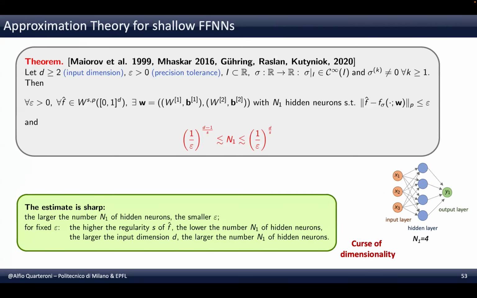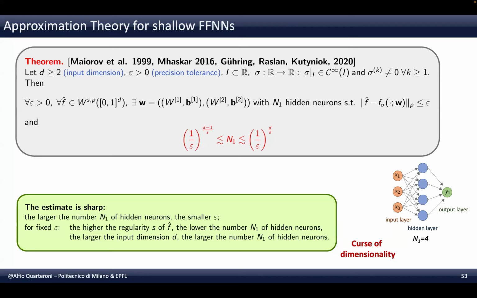This is an approximation result for shallow neural networks. A shallow neural network is a neural network with a single layer of neurons. So you have input, output, and a single layer of internal neurons. I collected different theorems from different authors, but tried to give a synthetic expression of the result. The result, technically speaking, is much more involved, but we wanted to give an idea of the way it behaves.